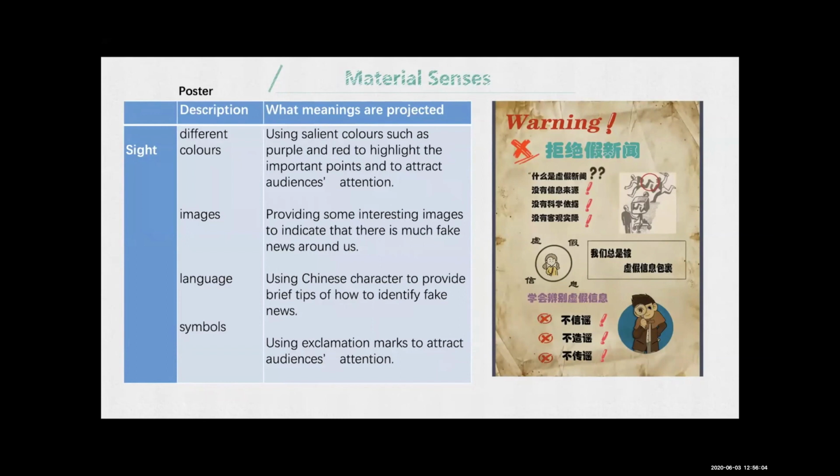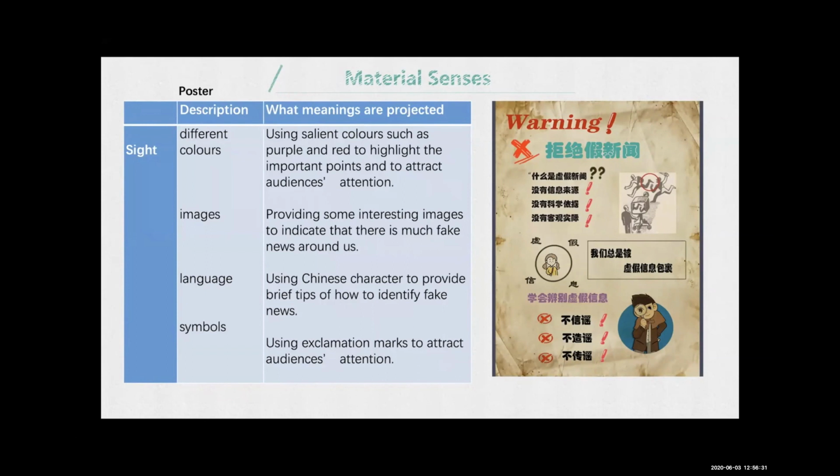Hello, I'm Xuening. The first material sentence is about our poster. Our poster mainly uses color. As you can see, we use different colors, using these obvious colors such as purple and red to highlight the important points. Our aim is to reject fake news and to attract audience attention.